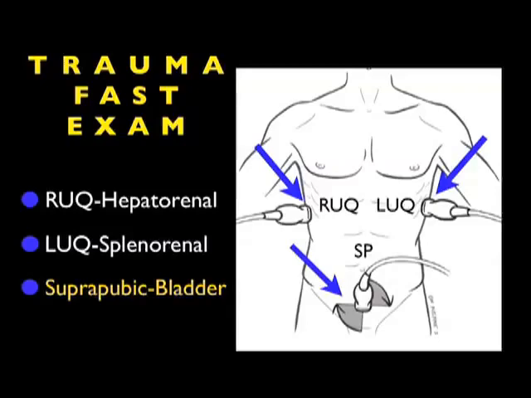Remember that this is a two-step exam. We'll be looking in both short and long axis configurations to verify fluid, and also remember the differences between the female, where we're looking into the pelvic cul-de-sac for fluid, and the male, where we're looking into the retrovesical space for fluid.